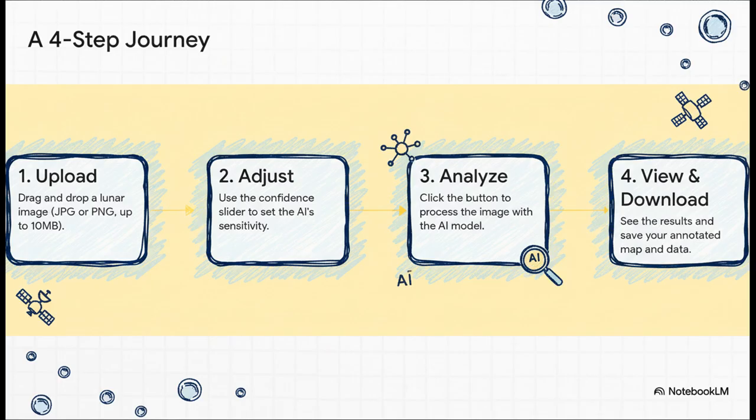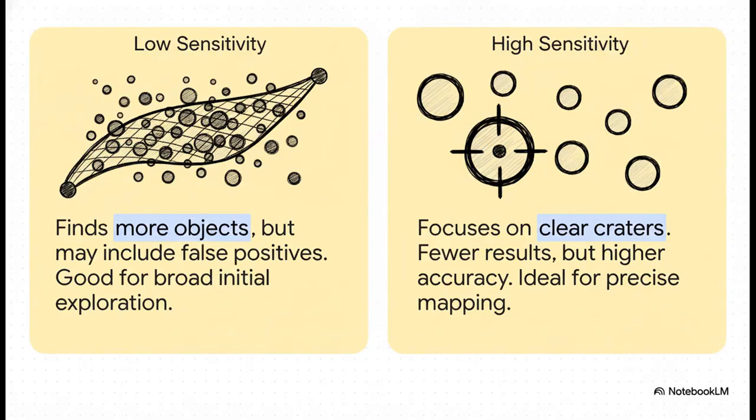It's really that simple. So let's talk about that sensitivity slider. What is it actually doing? Well, think of it like this. A low setting is like casting a really wide net. You're going to find a lot more potential craters, which is great for a first look, but you might get a few things that aren't actually craters. On the other hand, a high setting is like being a precise surgeon. You'll get fewer results, but you can be much more confident that what you found is the real deal.